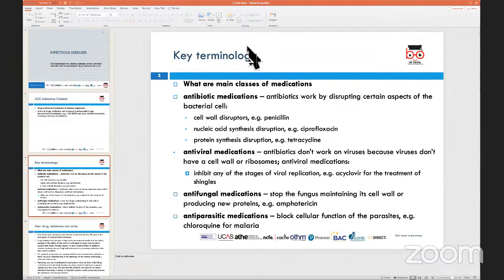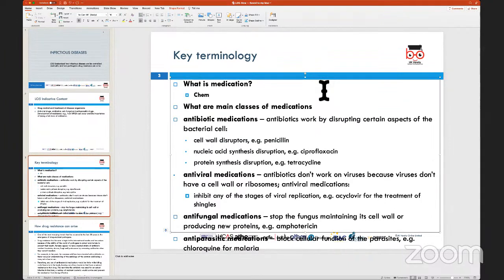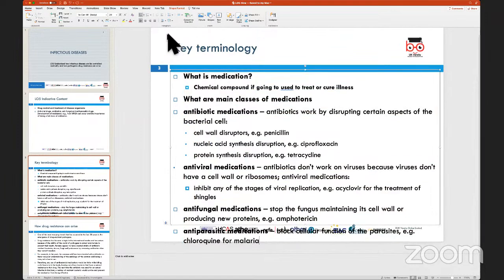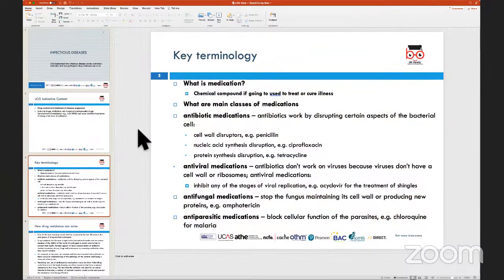So that is what medication is. If I just insert this line here, what is medication? Medication is primarily nothing but a chemical compound, and that chemical compound is going to be used to treat or cure illness. Now, generally, it can be said that not all medication is able to treat the illness, but it can reduce the illness or the severity of illness.